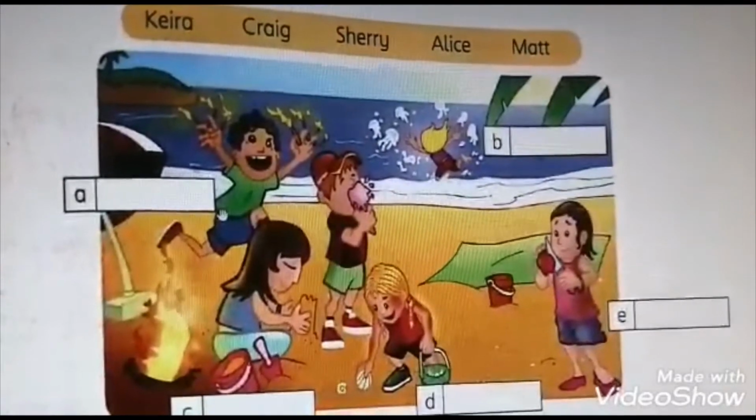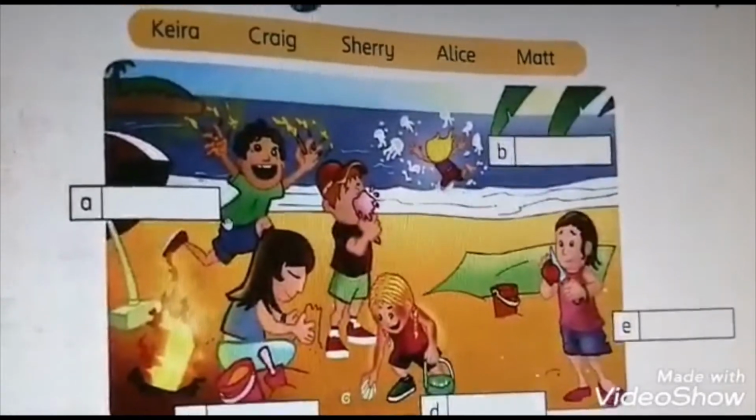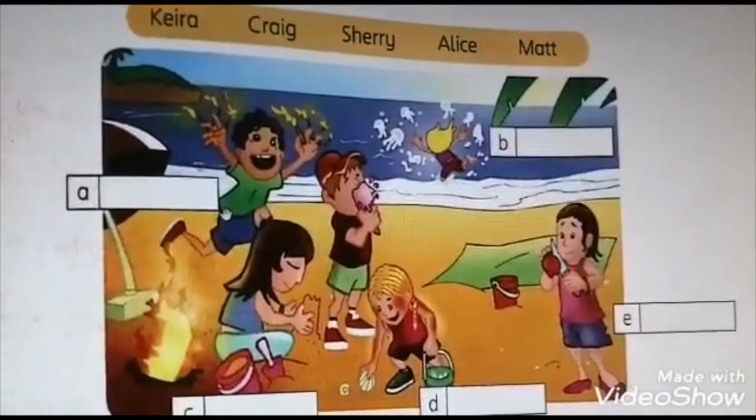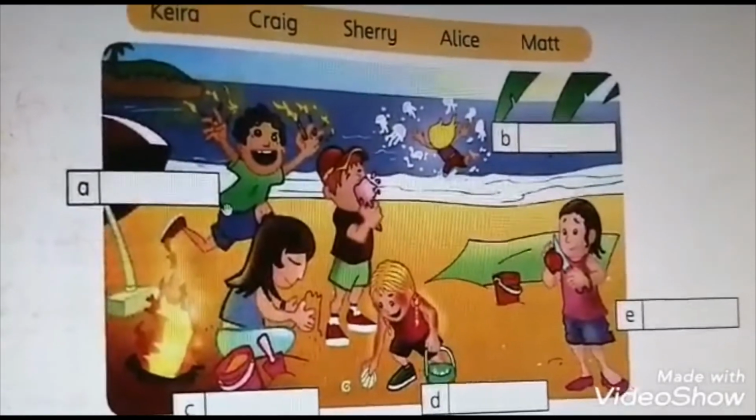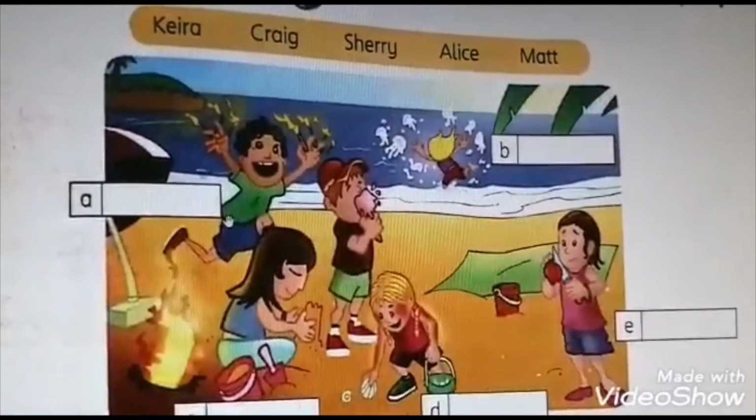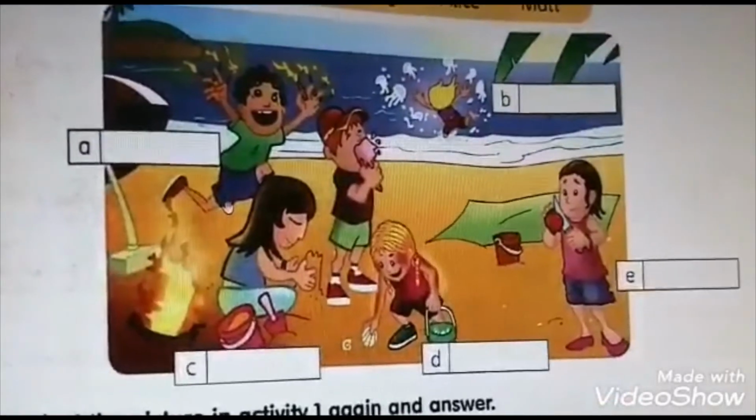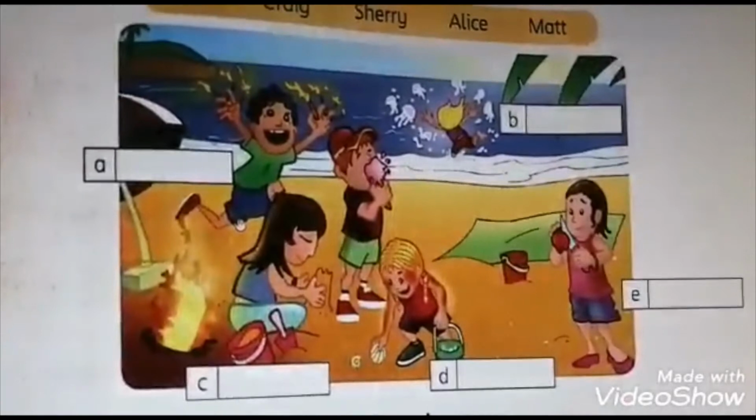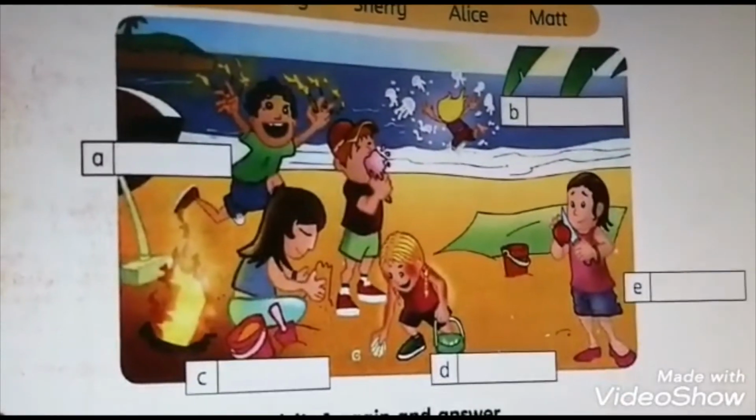I'm hungry. Me too. What would you like to eat? I'd love an apple. Matt brought some apples. Where is he? Is Matt the boy cutting an apple with a knife? Yes, that's him. Matt! Be careful with that knife.